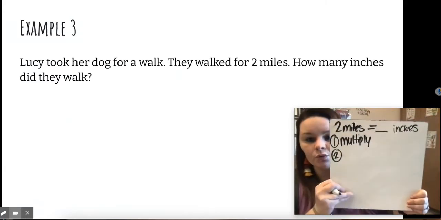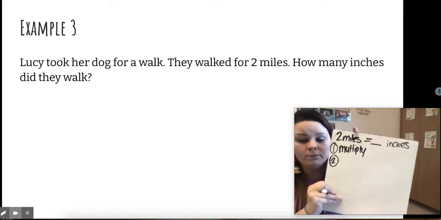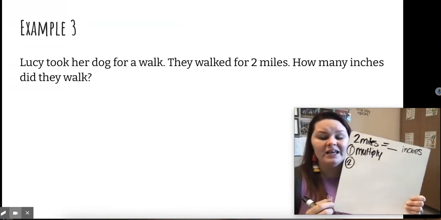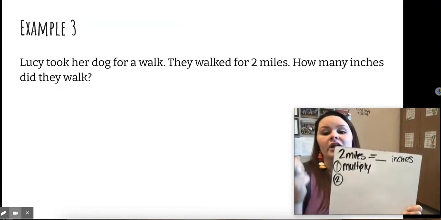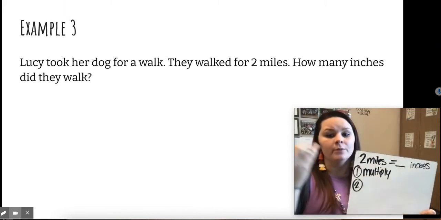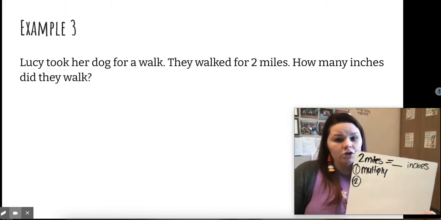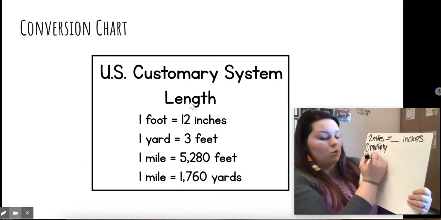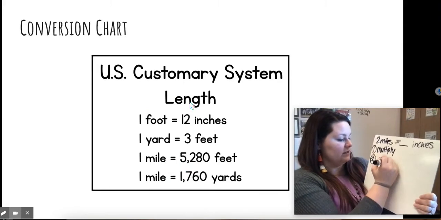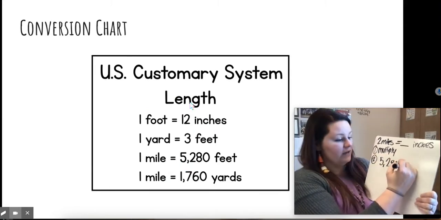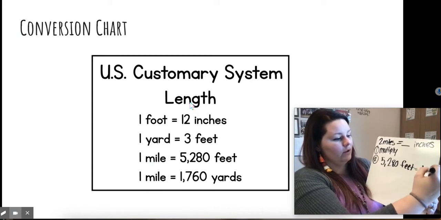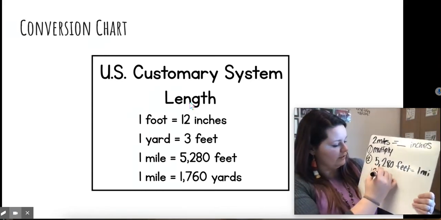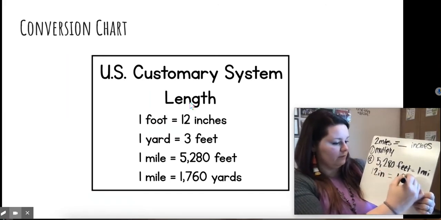For step 2, we need to figure out how many inches are in 1 mile. Yikes. So we need to figure out first how many feet are in 1 mile, and that's going to help us get started. If we are not sure, we can always look back at our conversion chart. So 5,280 feet equals 1 mile. Well, how many inches are in 1 foot? 12 inches equals 1 foot.